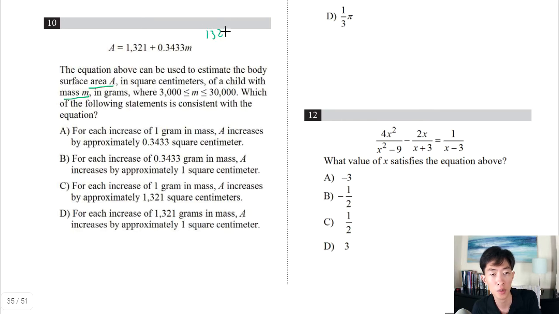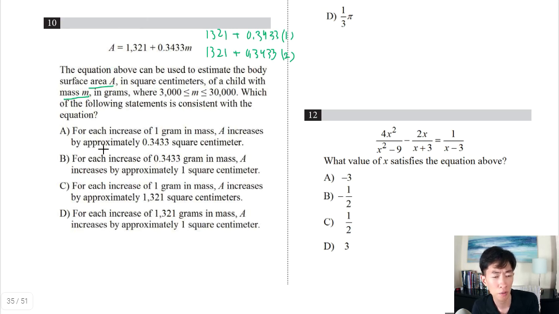So we got 1321. Let's assume that the child only weighs 1 gram, so m is going to be 1. And let's assume that the child weighs 2 grams. These numbers are going to be the same, and then m is going to be 2. So what you can see is happening is that as the mass increases by 1 gram, we're adding another 0.3433 to the surface area. So let's look at the answer choices and see which one makes sense.